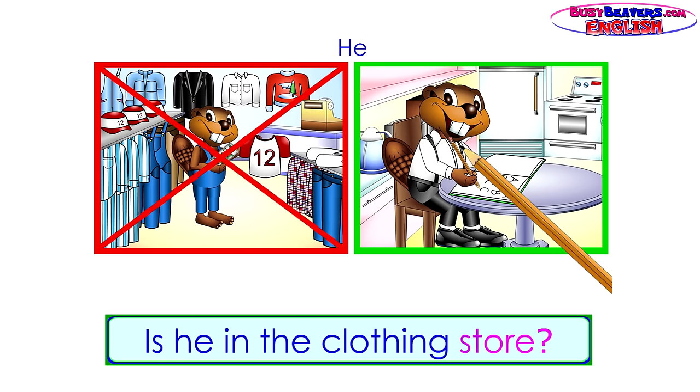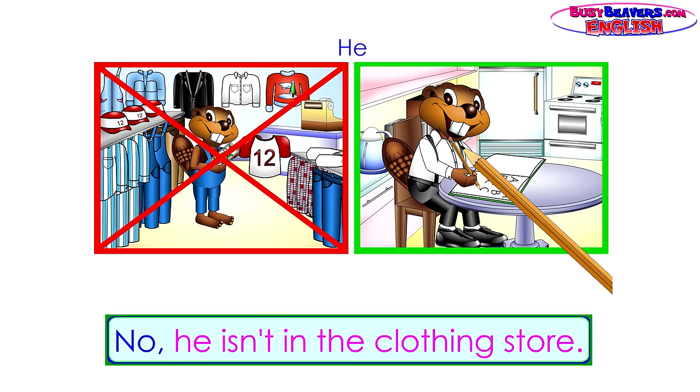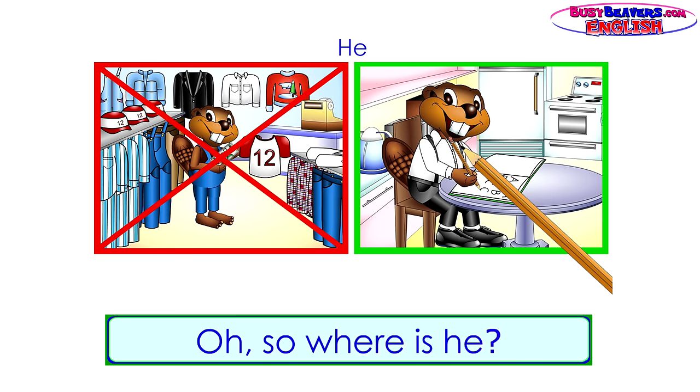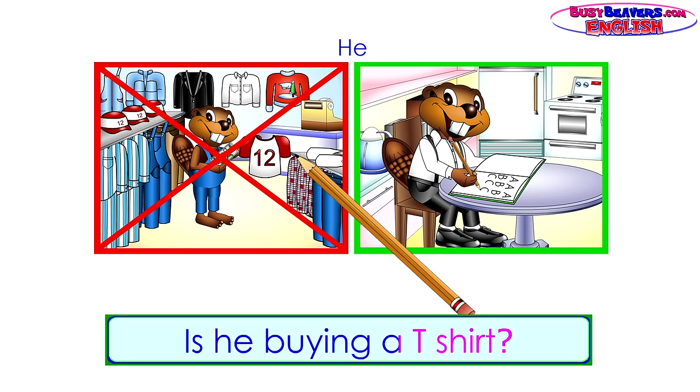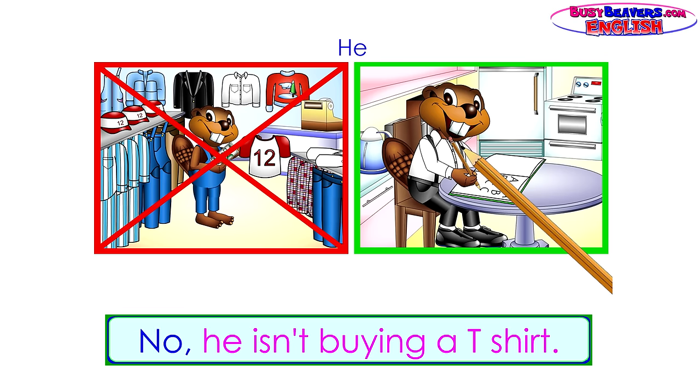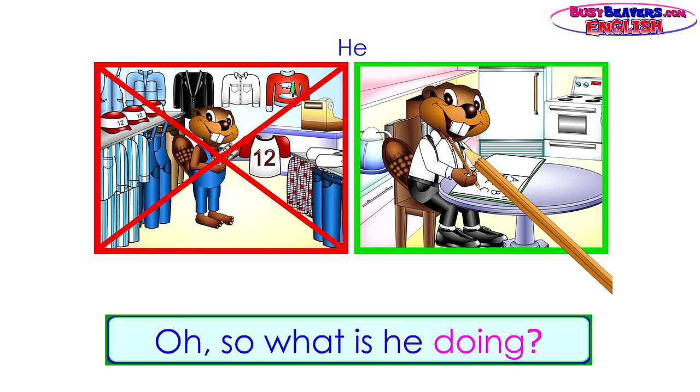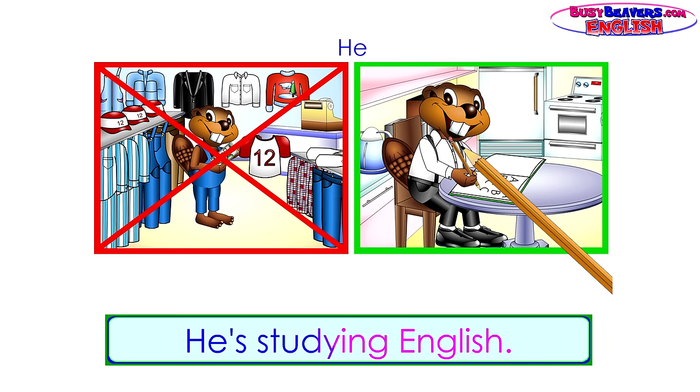Is he in the clothing store? No, he isn't in the clothing store. Oh, so where is he? He's in the kitchen. Is he buying a t-shirt? No, he isn't buying a t-shirt. Oh, so what is he doing? He's studying English.